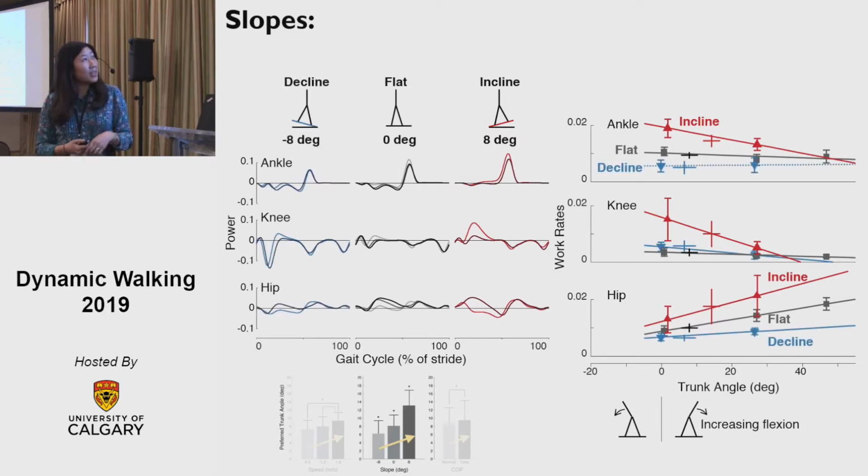And then if you look at decline walking, there's actually no trend here. So for decline walking, you get a small increase in your hip work rates, but there doesn't seem to be a benefit for your ankle. So something different maybe is going on for the decline case.